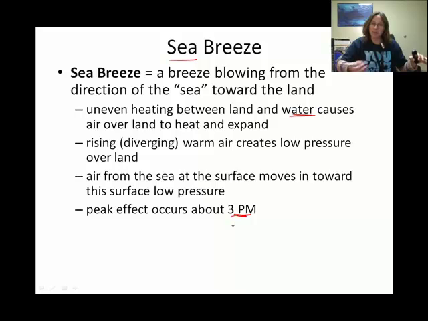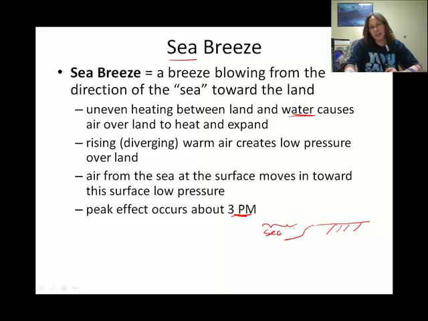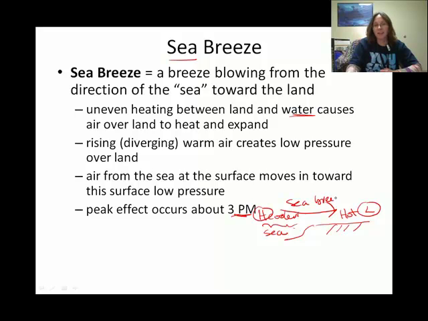So basically what happens is, and you're going to see on the next slide, so I hate to give it away. Okay, there's my land. Here's my sea, or my ocean. About 3 p.m. we have, this is hot down here, and this is cooler. And if this is hot, then we end up with a low pressure here at the Earth's surface. And if this is cooler, it's going to be a relatively high pressure down there. And voila, there is your sea breeze. Right? Okay, and it peaks about 3 p.m.